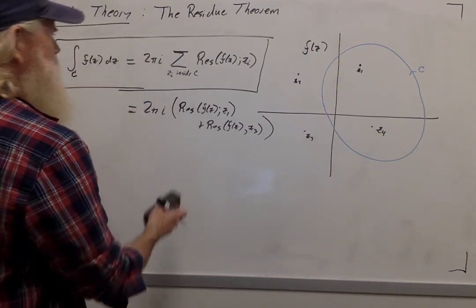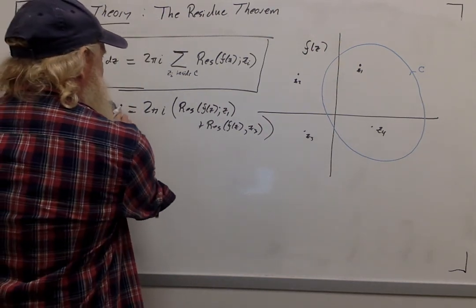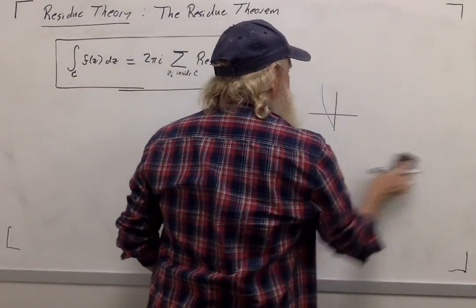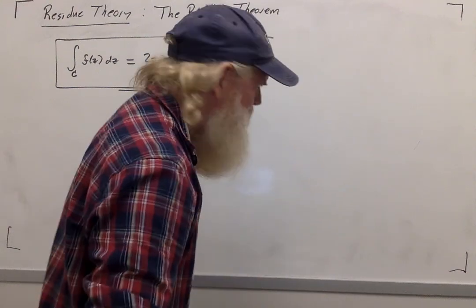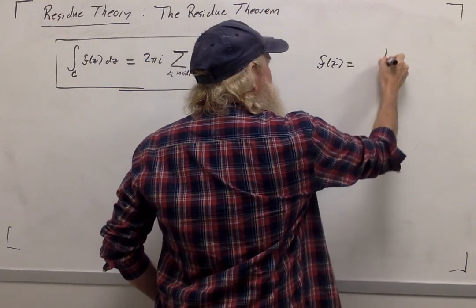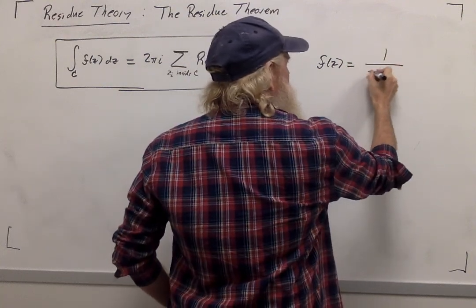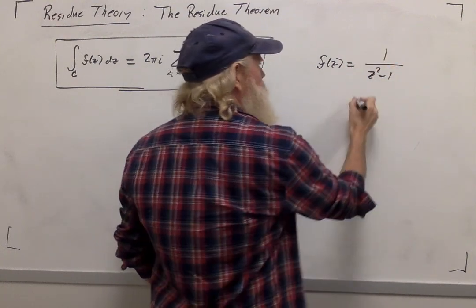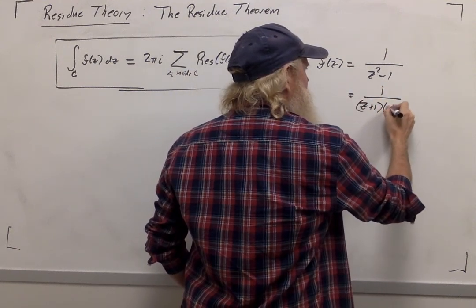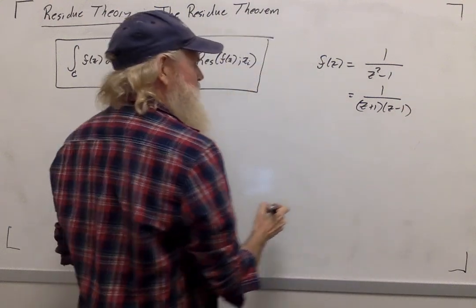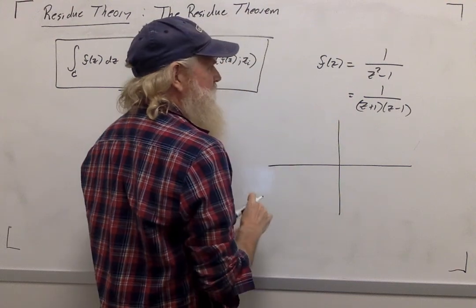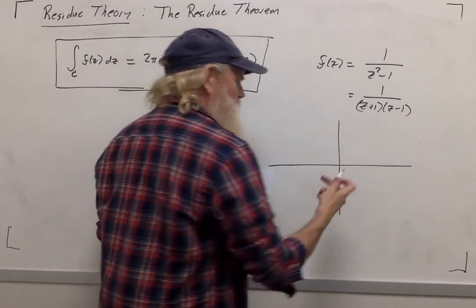So let's work a fairly simple example, and then I can show you some examples which are more like what you'll be doing for your honors project. So let's say that our function f of z is equal to 1 over z squared minus 1. So in other words, 1 over z plus 1 times z minus 1. Then we see that this function has exactly 2 poles, one at positive 1 and one at negative 1.